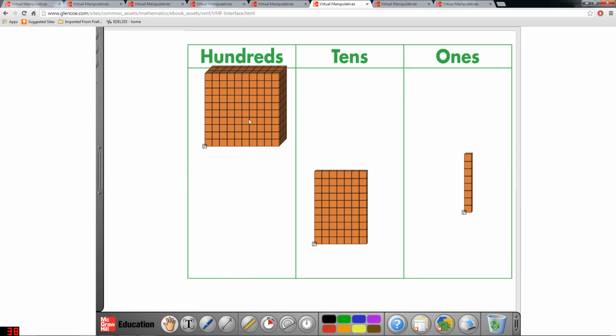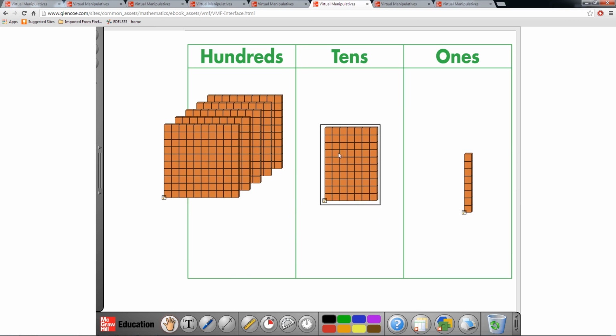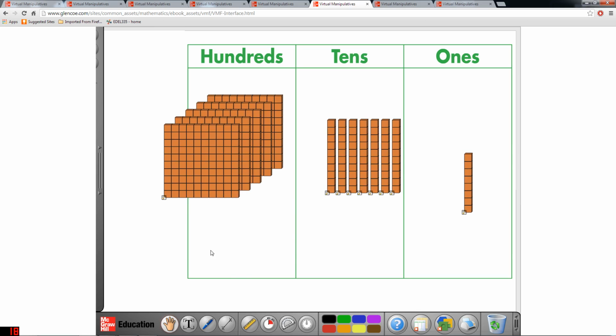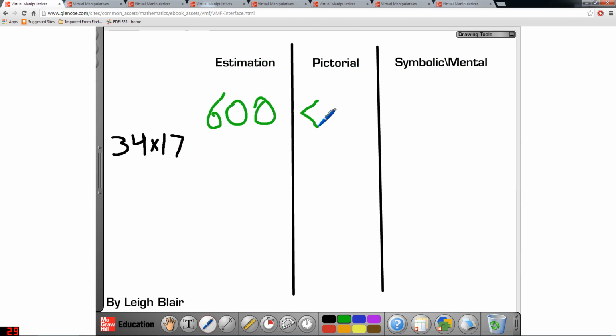And now by adding these all together and seeing how many of each group I have, which looks like 5 hundreds, 7 tens and 8 ones, it tells me that I have 578 for the final pictorial right there.